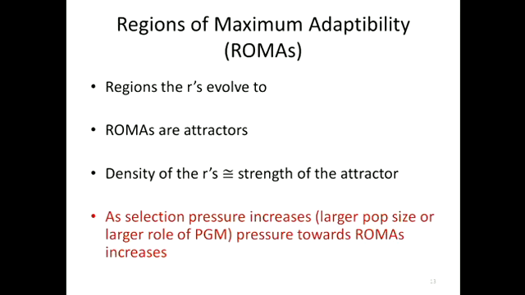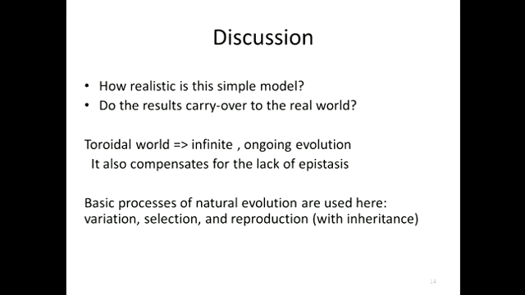So these are the ROMAs. The central question is, where do those R's evolve to? They evolve to ROMAs, and their density shows somehow the strength of this attractor. So this was what I already told us. As selection pressure increases, larger population size or larger roles of GPM, the pressure towards ROMAs increases. Then the last discussion is, how realistic is such a simple model? And do the results carry over to the real world?